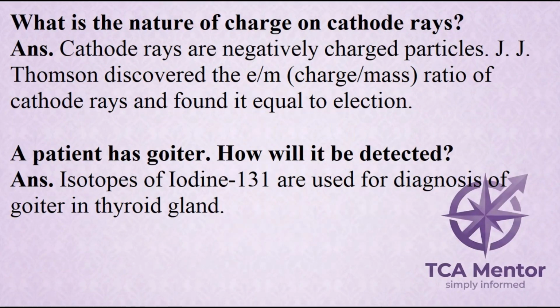What is the nature of charge on cathode rays? Answer: Cathode rays are negatively charged particles. J. J. Thomson discovered the e/m (charge-to-mass) ratio of cathode rays and found it equal to that of an electron.